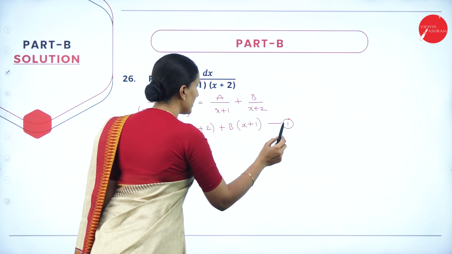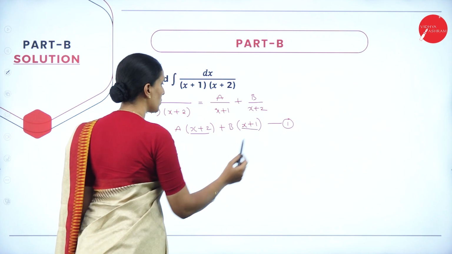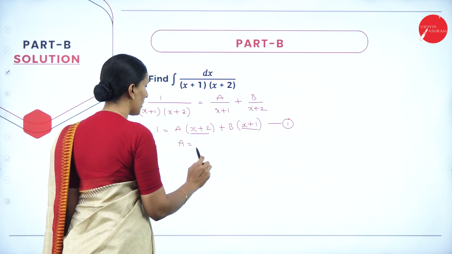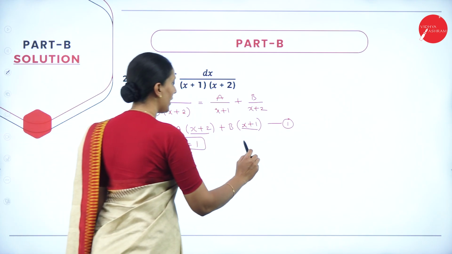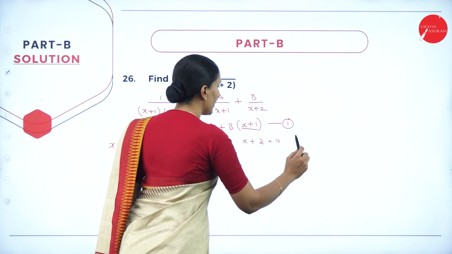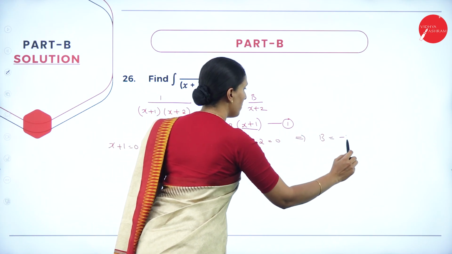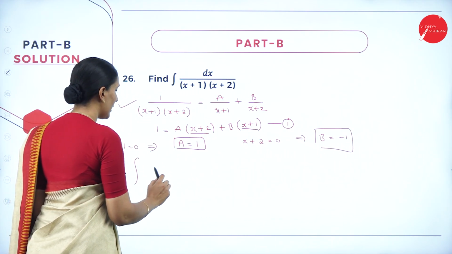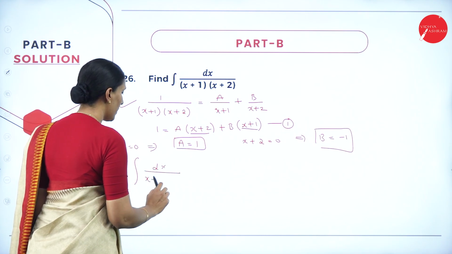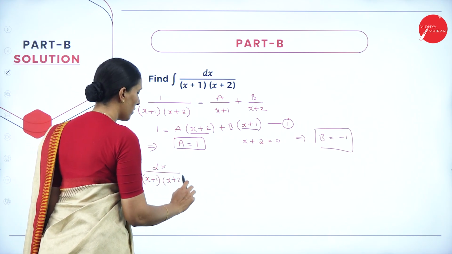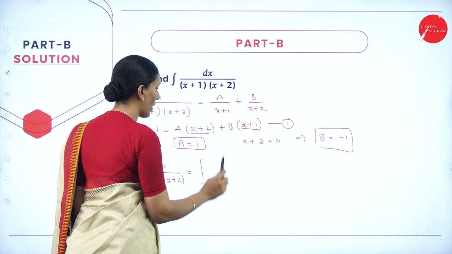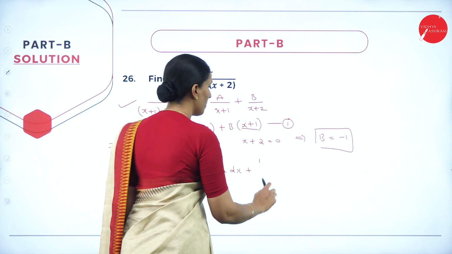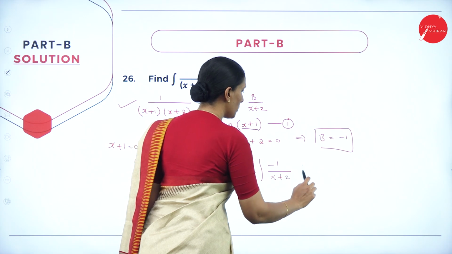Now, equating the factors to 0, if we take x plus 1 is equal to 0, then we will get a is equal to 1. And similarly, if we take x plus 2 is equal to 0, then we will get b is equal to minus 1. Now, substituting this here, we can write this as integration dx divided by x plus 1, x plus 2 in the form of a value is 1, so 1 by x plus 1 dx plus b value is minus 1 divided by x plus 2 dx.